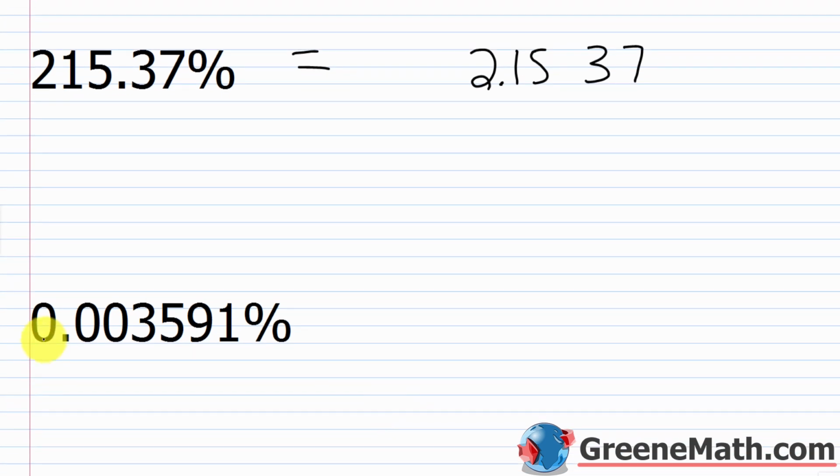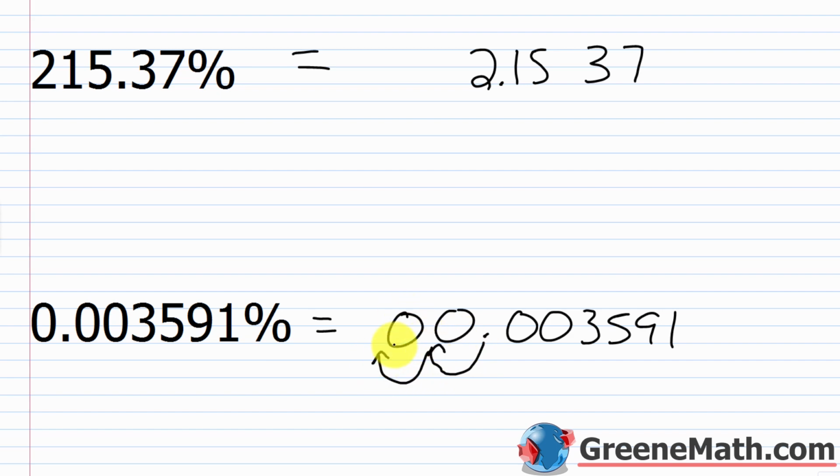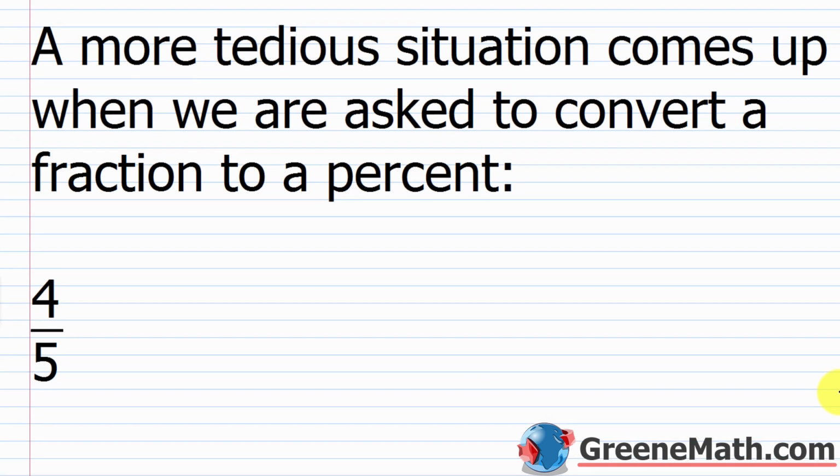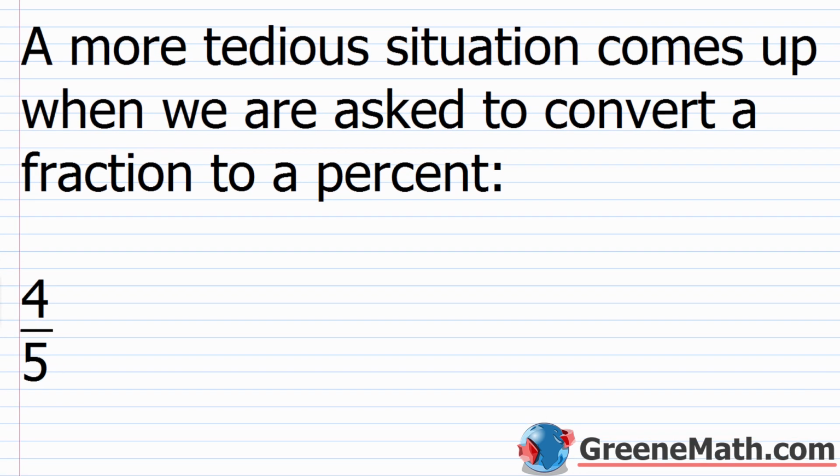Okay, for the last one we're going to look at, we have 0.003591%. And of course, I'm just going to rewrite the number. Leave the percentage symbol off. I don't need that anymore. And the decimal point is just going to go 2 places to the left. So that would be right there. And if I want to, I can put a 0 out in front for clarity. So 0.003591% is equal to 0.00003591.